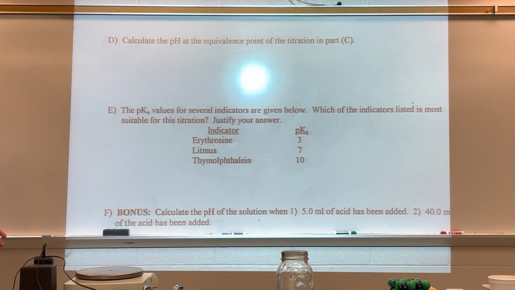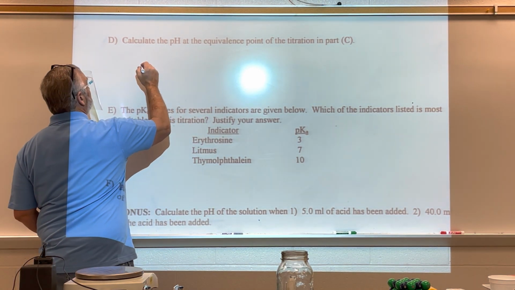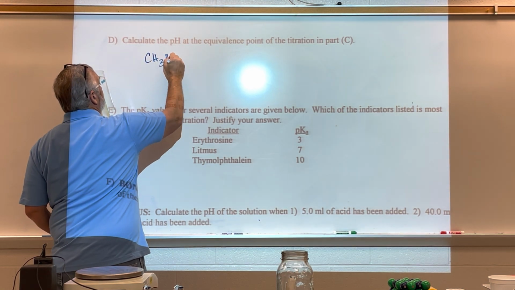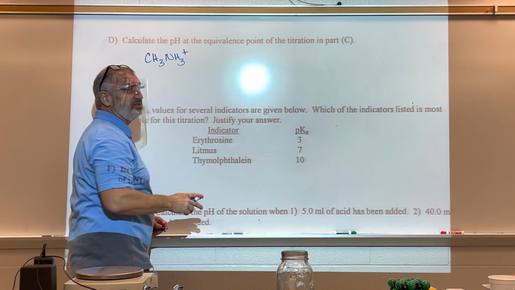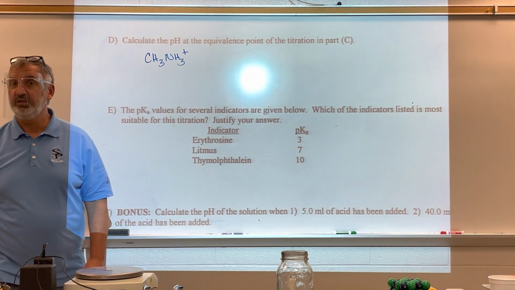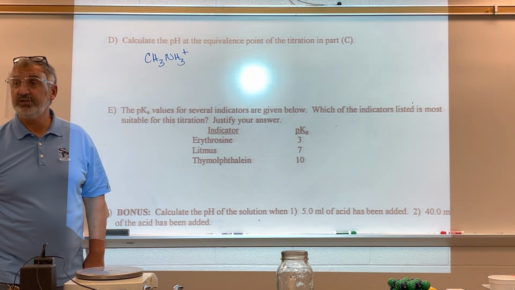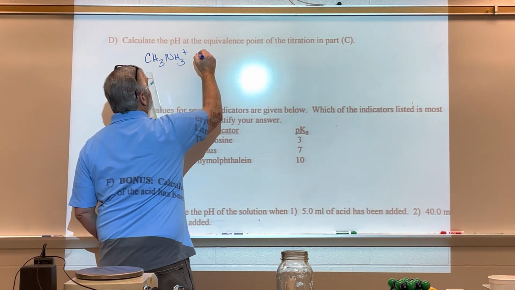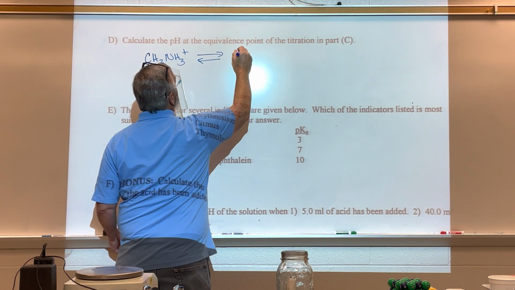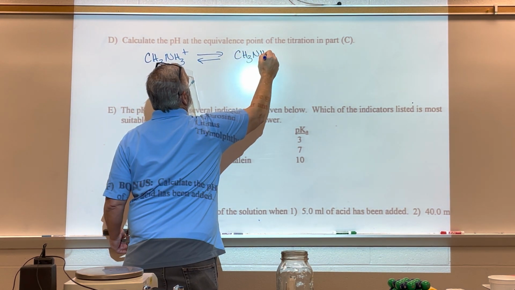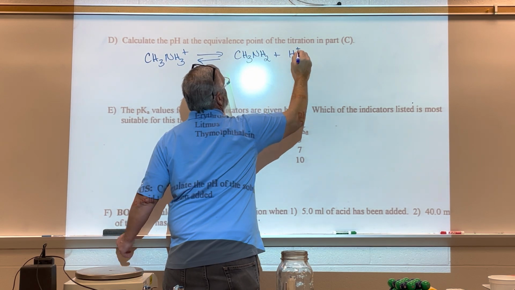So there's multiple steps. Now at the equivalence point, what's the only thing that's left in the solution? The salt. And so we're only interested in the conjugate acid part of the salt. We're not worried about the Cl minus because it's a spectator. So the reaction at the equivalence point is CH3NH3 plus. And what type of salt is this? Acidic or basic or neutral? So what ion is going to get produced? H plus, not OH minus. So we're going to get CH3NH2 plus H plus.